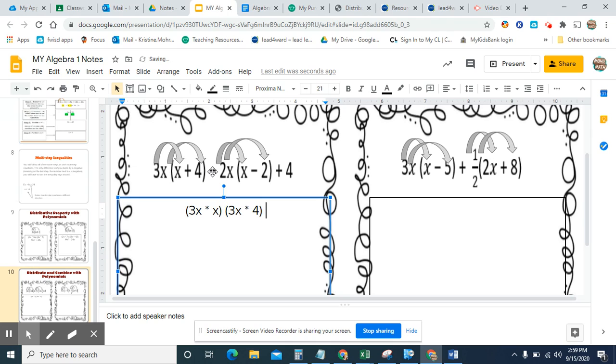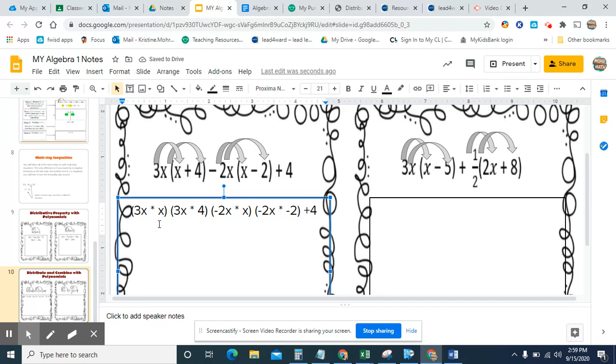Now I'm going to keep going for the rest of this problem. Negative 2x times x is being distributed. So negative 2x times x. And then negative 2x is also distributed to negative 2, so times negative 2. And then nothing with this plus 4, so it just gets added to the end. Then we go and multiply each of these parentheses.